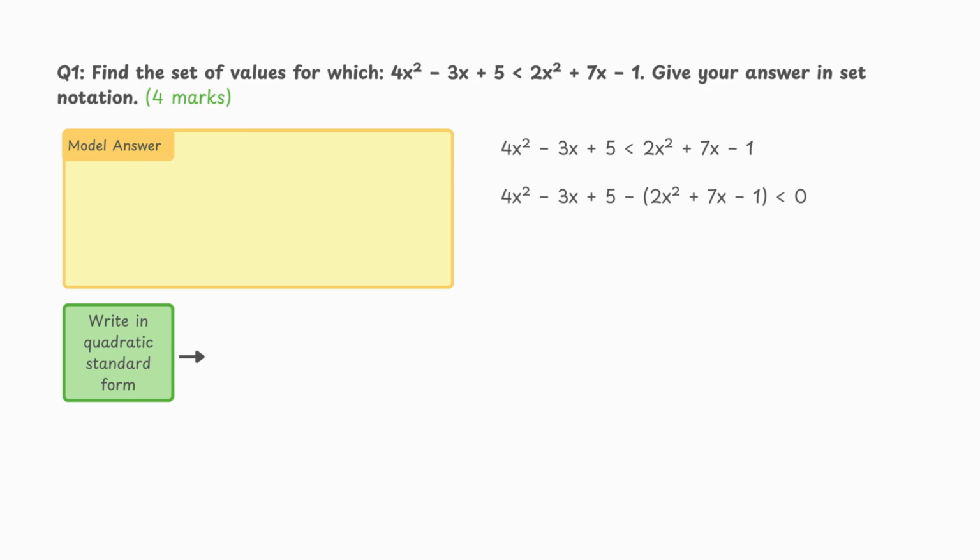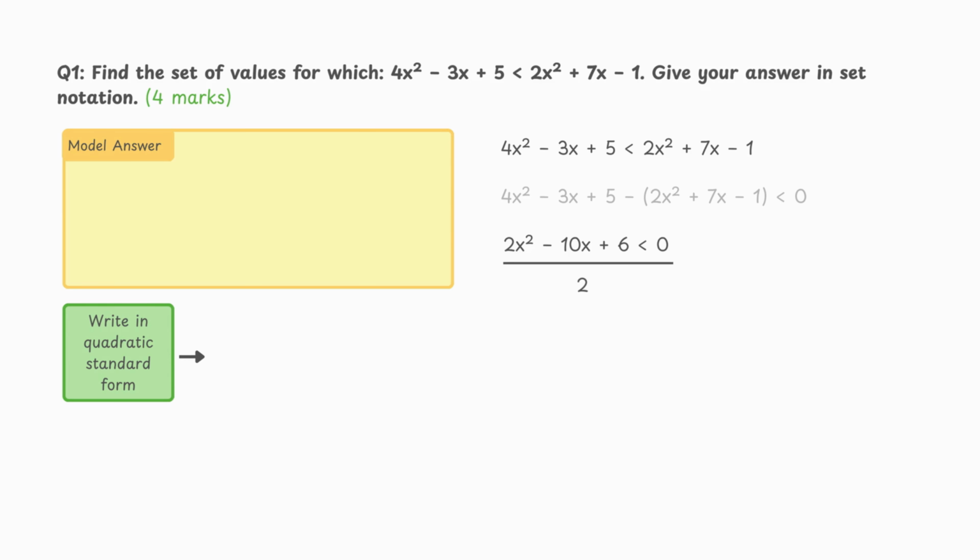First, expand the bracket. This gives 4x squared minus 3x plus 5 minus 2x squared minus 7x plus 1. Now combine like terms. 4x squared minus 2x squared gives 2x squared. Negative 3x minus 7x gives negative 10x. 5 plus 1 gives 6. So we now have 2x squared minus 10x plus 6 is less than 0.